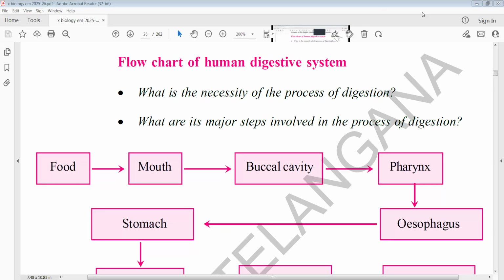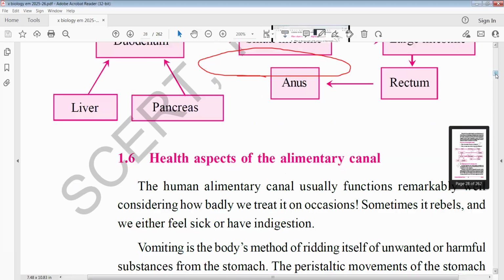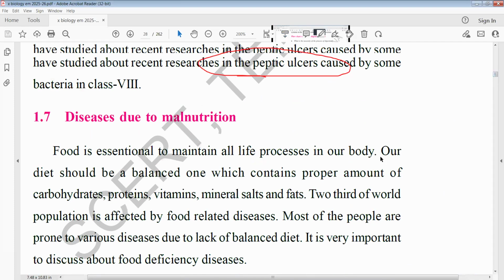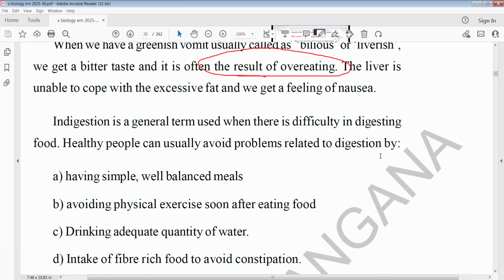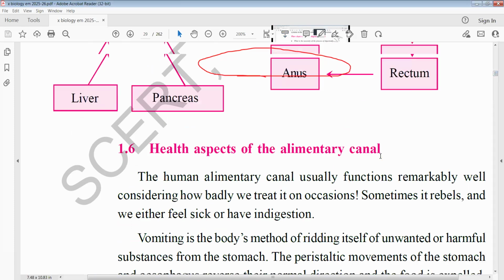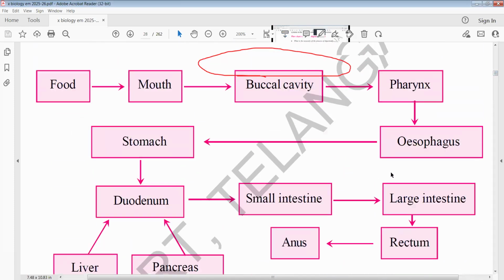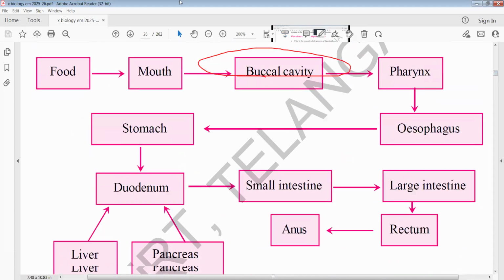So this is the flow chart of the human digestive system. Already I said the alimentary canal has the following. The alimentary canal consists of nearly 9 parts.